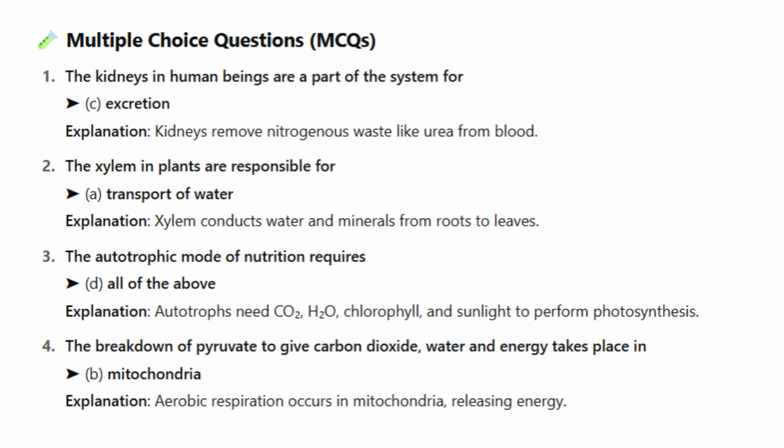The autotrophic mode of nutrition requires: answer D, all of the above. Explanation: autotrophs need CO2, H2O, chlorophyll, and sunlight to perform photosynthesis. The breakdown of pyruvate to give carbon dioxide, water, and energy takes place in: answer B, mitochondria. Explanation: aerobic respiration occurs in mitochondria, releasing energy.